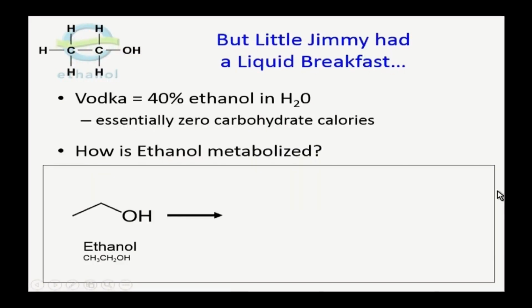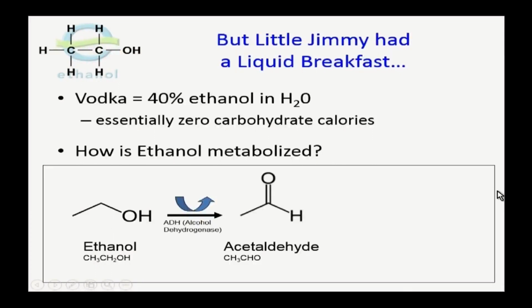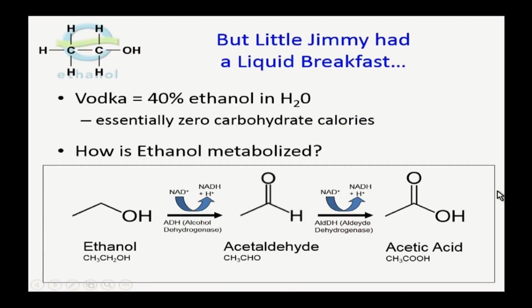So remember how ethanol is metabolized. It goes to acetaldehyde through alcohol dehydrogenase, and NAD gets reduced to NADH. Then the acetaldehyde does the same thing to acetic acid. So we are changing the NADH to NAD ratio. Remember that.